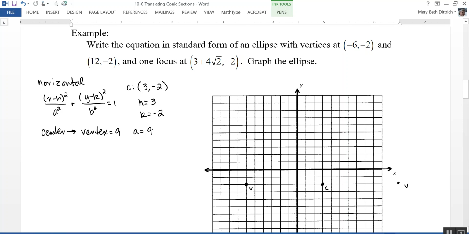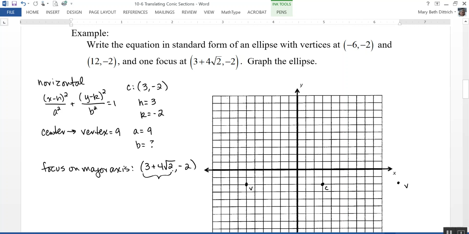What I don't know is what b is going to be equal to, and that's one that I'm going to have to figure out here. Now, I do have a focus that is on my major axis. And the coordinates of that focus are 3 plus 4 square root of 2, comma -2. And that -2, notice that's been the same for my vertices, for my center. That makes sense because they're all basically on that line y equals -2.